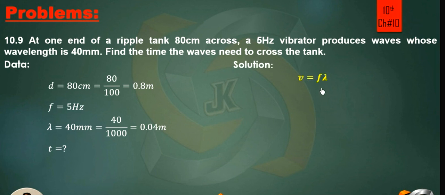We have to calculate time period. We have to calculate total time. Find the time taken, total time. First of all, we will calculate velocity. v equals f lambda. We are given with, and velocity is 0.2 meter per second.